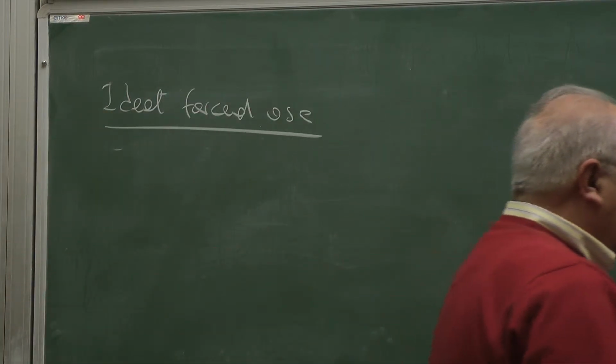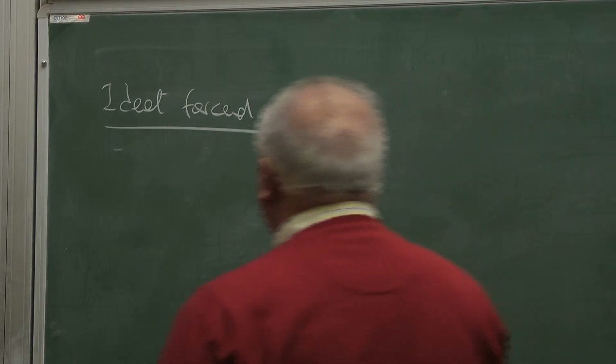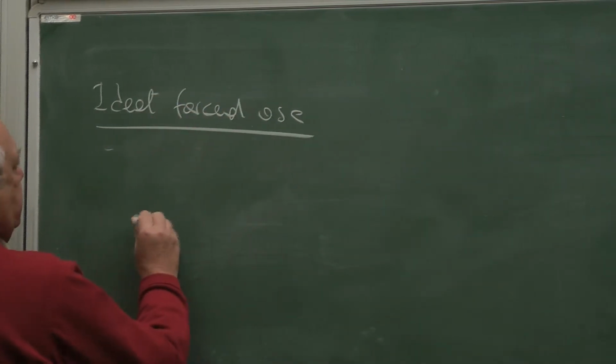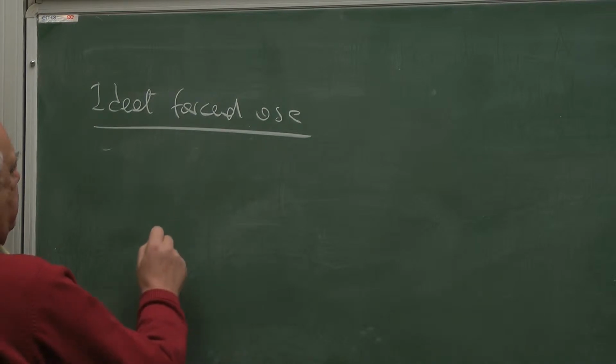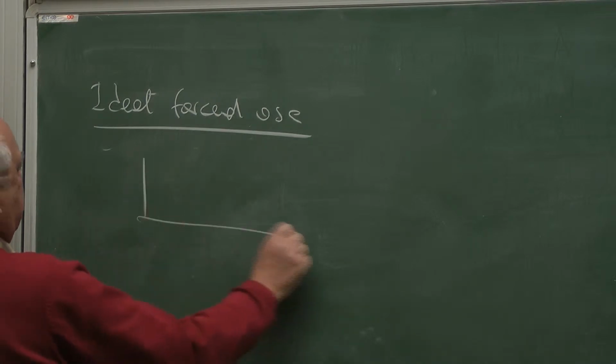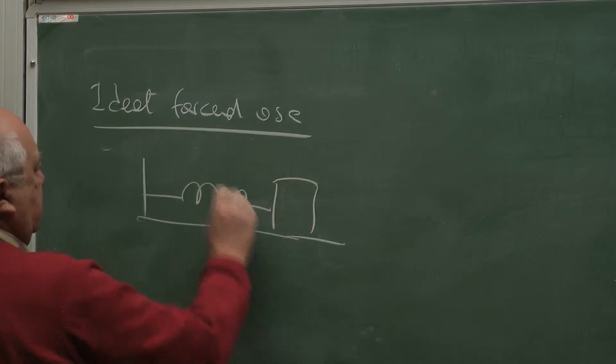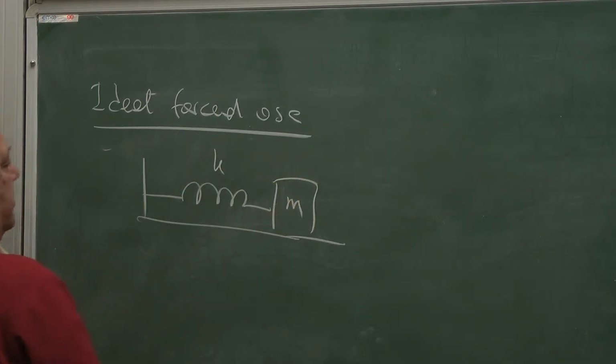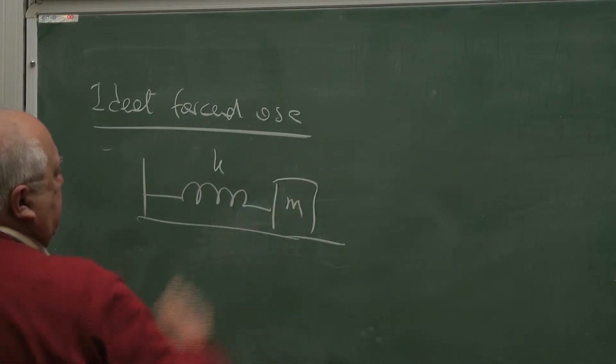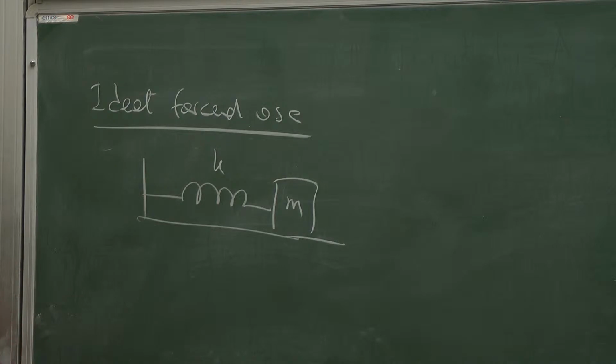And so we have an external force acting on the system. So this is, let's say, our ideal oscillator that we discussed before. Now we are applying a force on it, a variable force. And I will take one particular force, and we will discuss that.